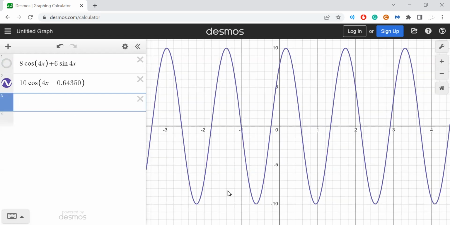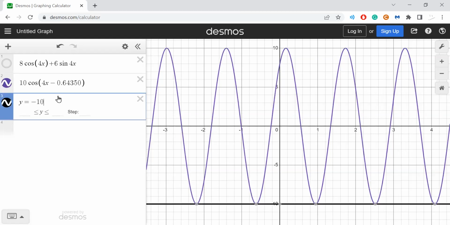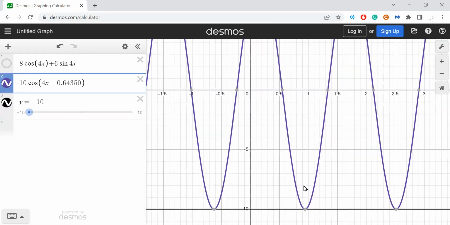Now the minimum value is negative 10, right? Over here, can you see? Then do you also see 0.946? So that's our answer, 0.94627 radians, as shown from the graph. 0.946 is the first value of t such that it reaches negative 10. Another way to do it is y equals negative 10, you draw the graph, then you find the point of intersection between the graphs. So you get 0.946.